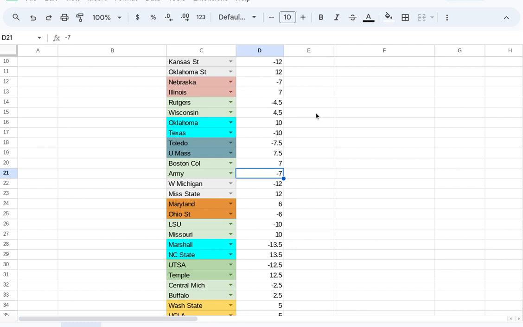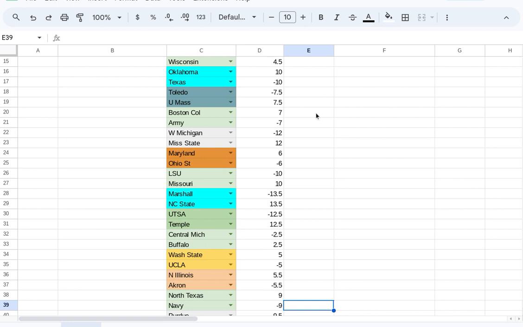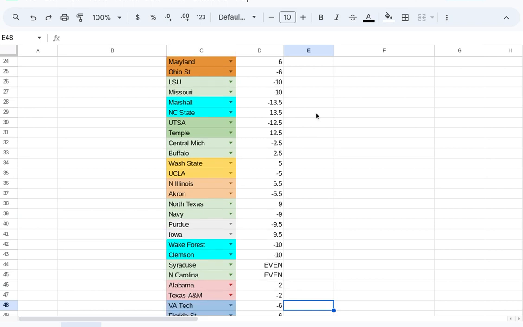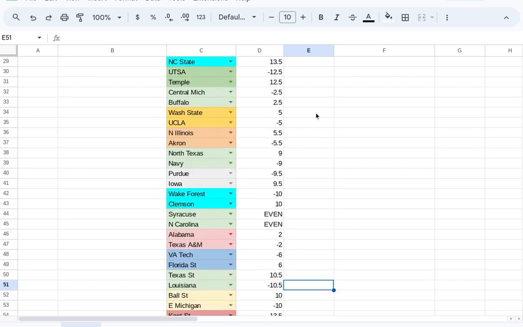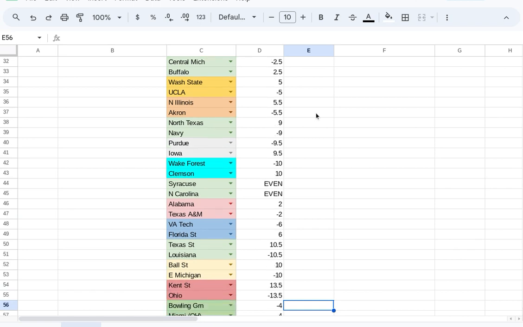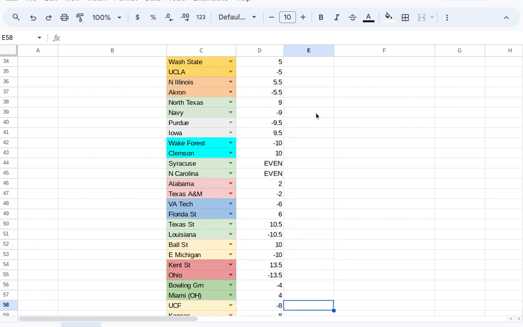So we're going to just look at home teams that are favored via my model or even, and we start out with Army -7. LSU, I played them, but they were not a home team. Let's scroll down to the next one here. I've got this marked down on another sheet. Akron -5.5. I'm just showing you this so you can see it. Louisiana Lafayette -10.5. Eastern Michigan -10. Texas A&M was -2.